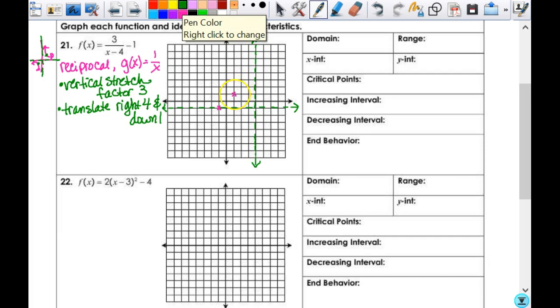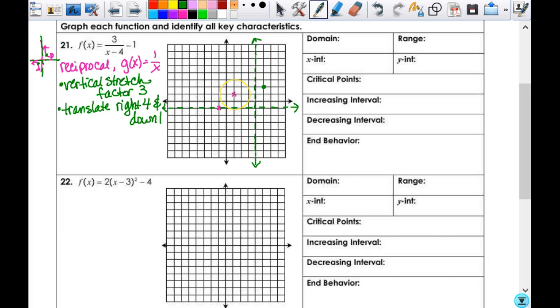I'm going to start with this anchor point. I'm going to vertically stretch it by a factor of 3. Vertical stretch means that my y value gets multiplied by 3. My y value is 1, so my y value becomes 3. Then I translate to the right 4: 1, 2, 3, 4, and down 1. There's a point. Then for reciprocals and reciprocals only, you go back to your anchor point.